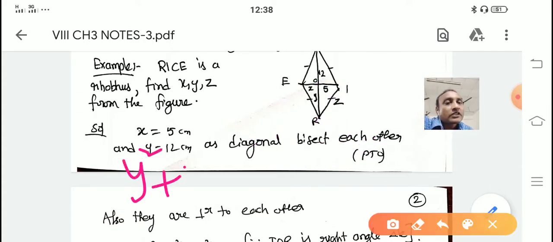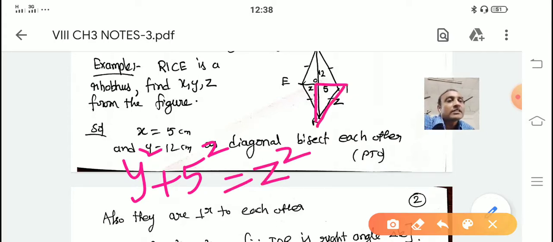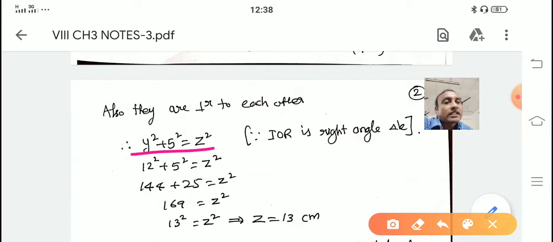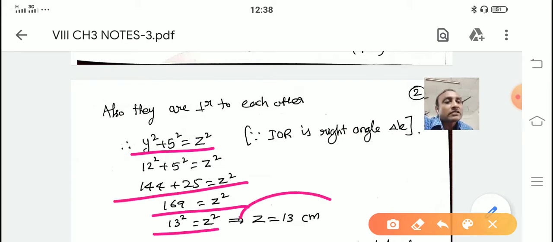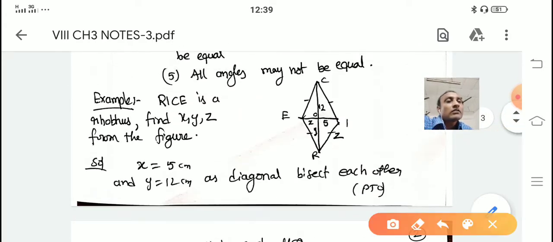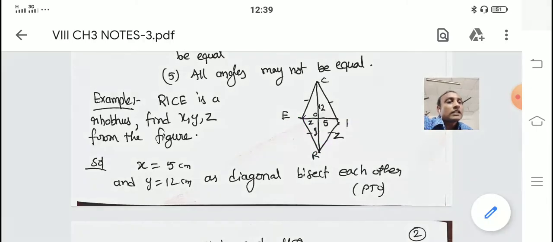Y square plus 5 square is equal to z square, because z is the hypotenuse, and y and 5 are the sides of the right angle triangle. So from that you can say y square plus 5 square is equal to z square. This will come 169 equal to z square, 13 square is equal to z square. So z is equal to 13 centimeter. So like that we found all the values x, y, z, right.